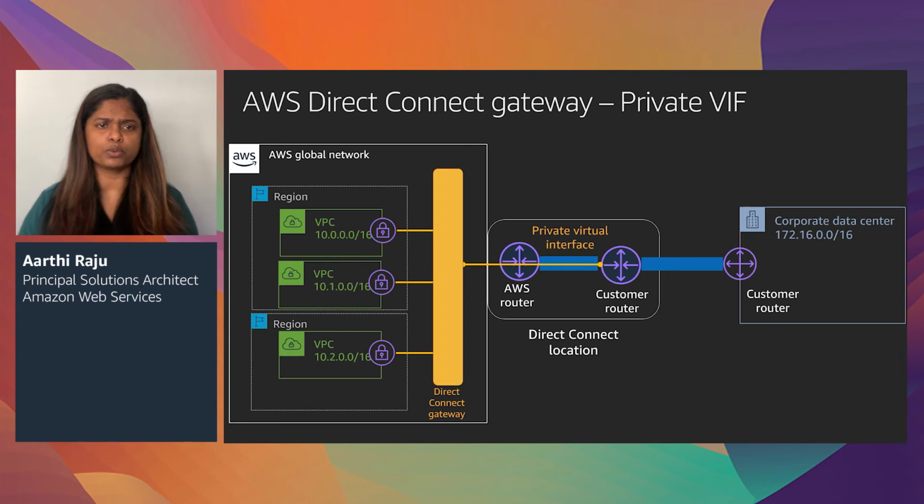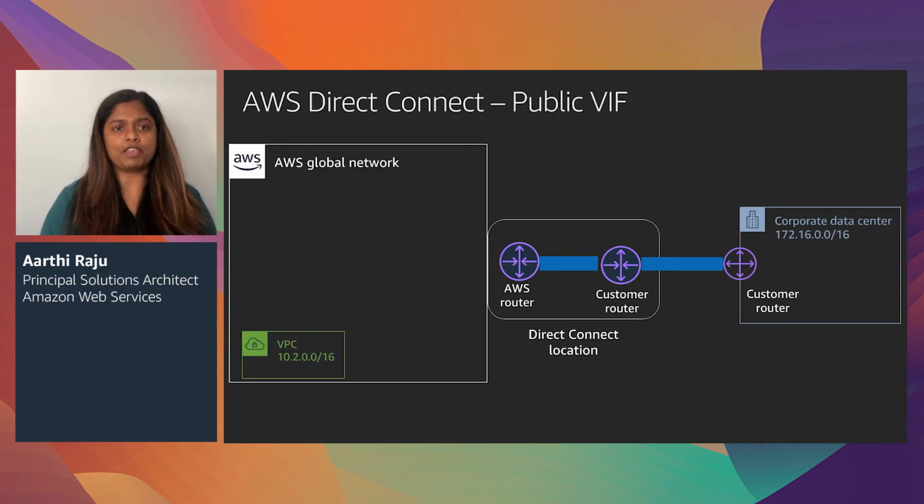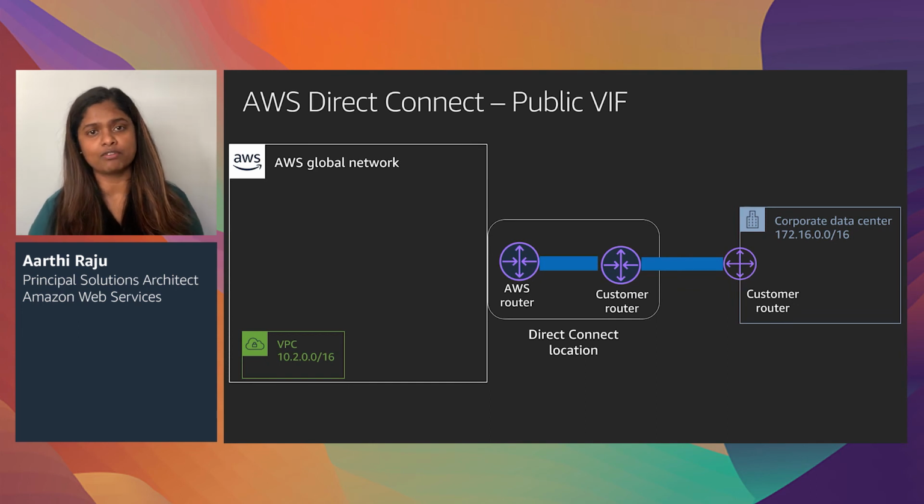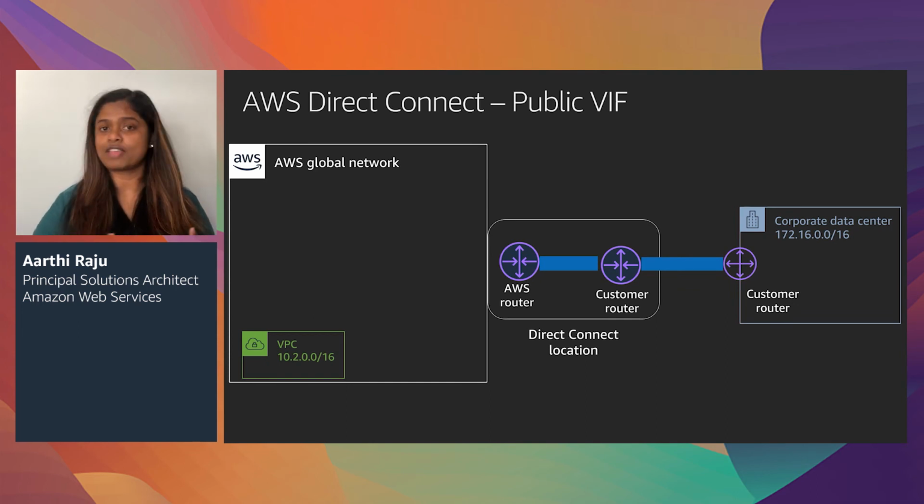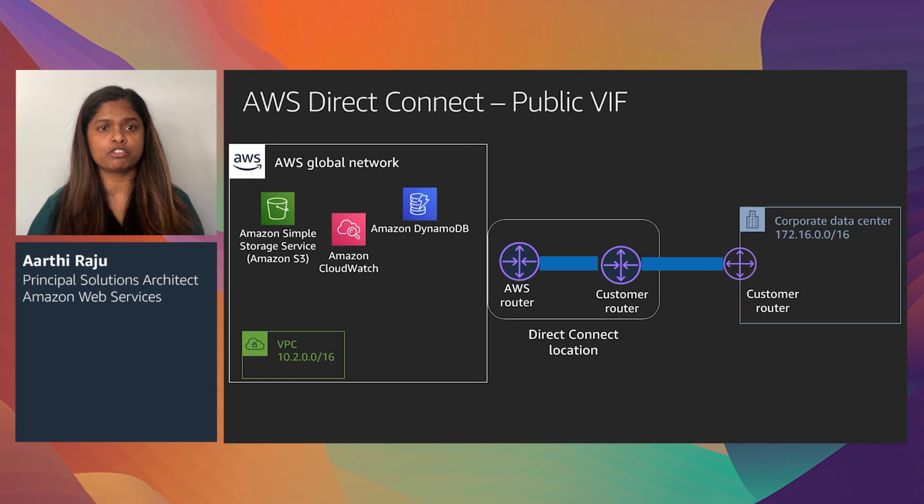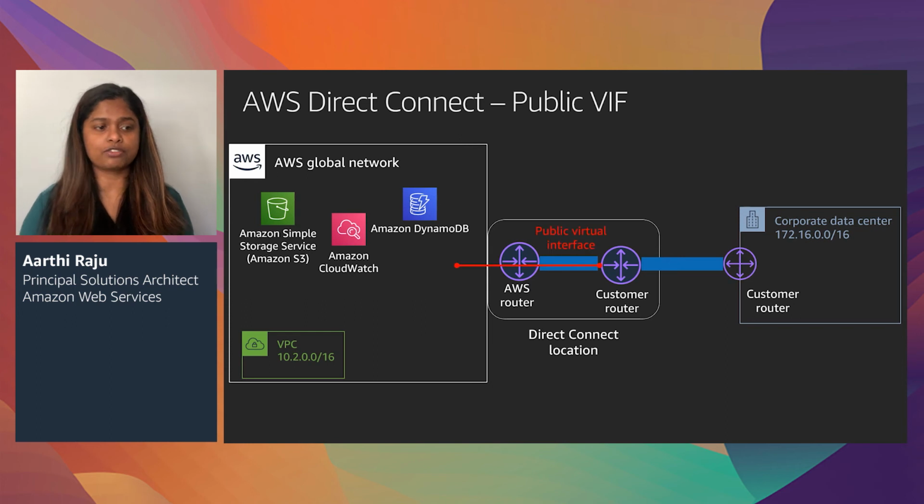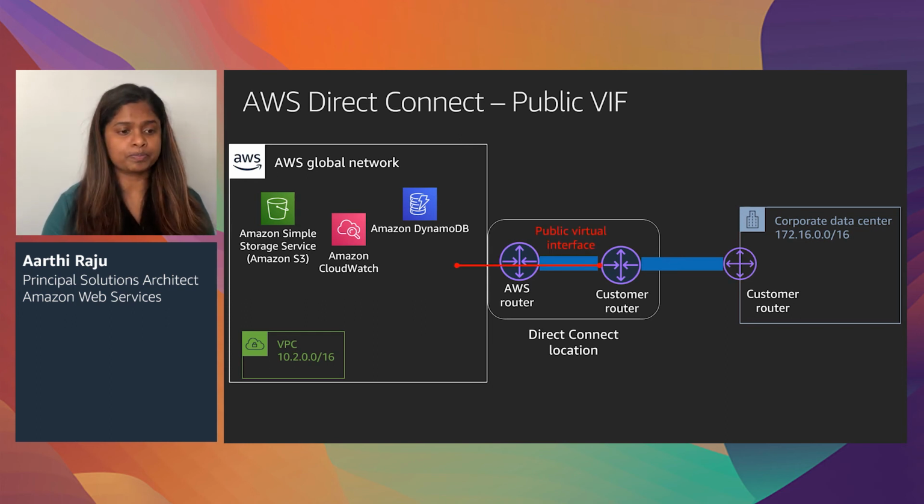What about the public VIF? The public VIF basically enables you to talk to any AWS services that have a public IP. AWS advertises all the public IP ranges back to your on-premises, and you will be able to communicate with services like DynamoDB, S3, etc.